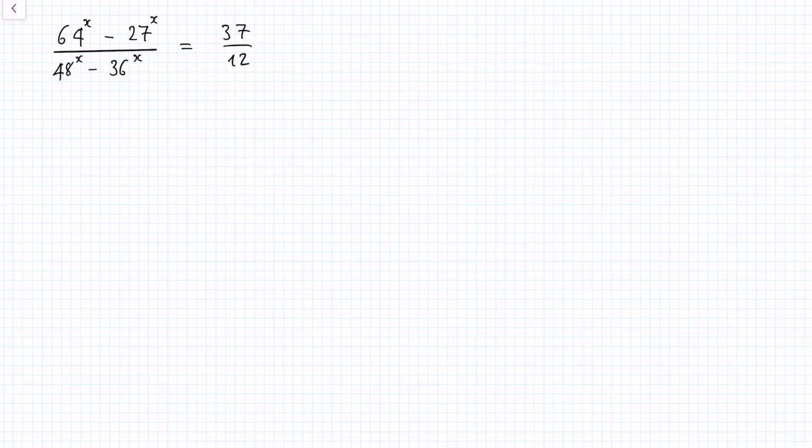Today we're going to solve an interesting exponential equation. So we need to find the value of x for which this equation is satisfied. If you'd like to try first, and then we could go over it together.